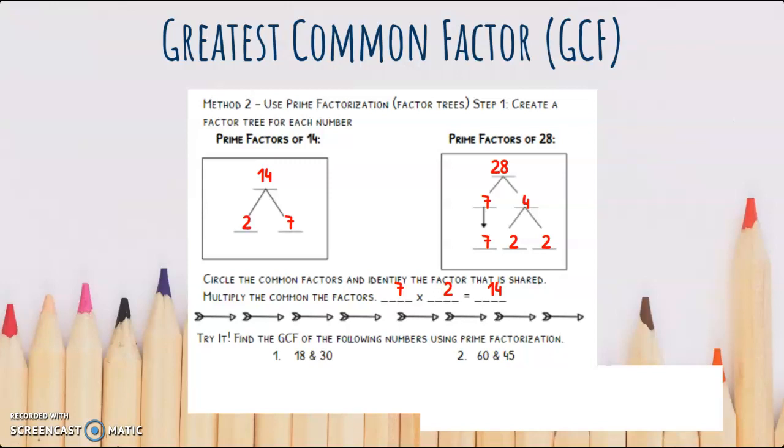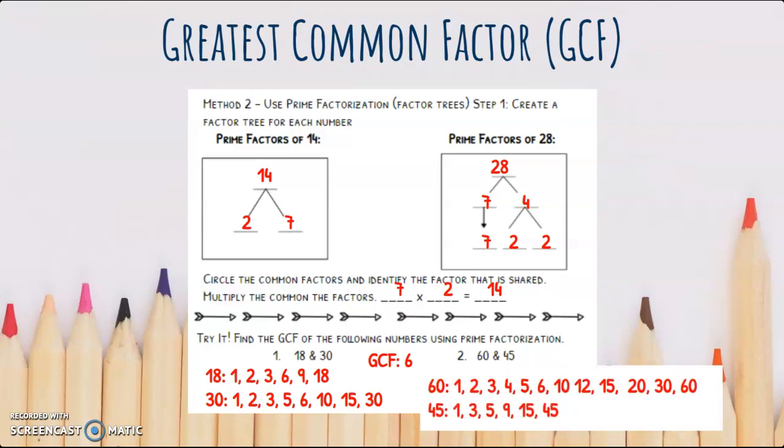Now, take a moment to try the next two problems. Number 1: the greatest common factor of 18 and 30, when you list out the factors, should be 6. Number 2: the greatest common factor of 60 and 45, when we list out the factors, we should find is 15.